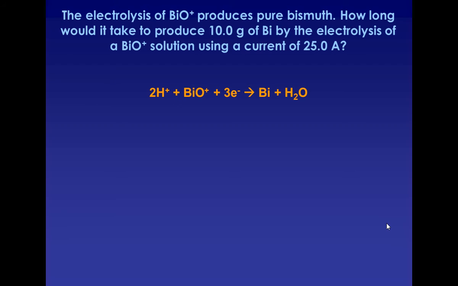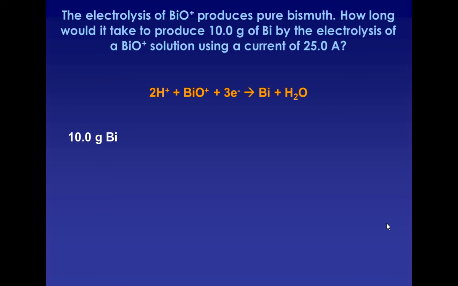I want to know how long it would take to make 10 grams of bismuth by electrolyzing this solution with a current of 25 amperes. So I want to know about the time. I know how much of the bismuth I have, and I know the current I'm allowing the electrolysis to take place with. So since I want to know about time, I'm wanting to know about the electrical side of things. So I need to start on the opposite side. I need to start on the mass mole side.